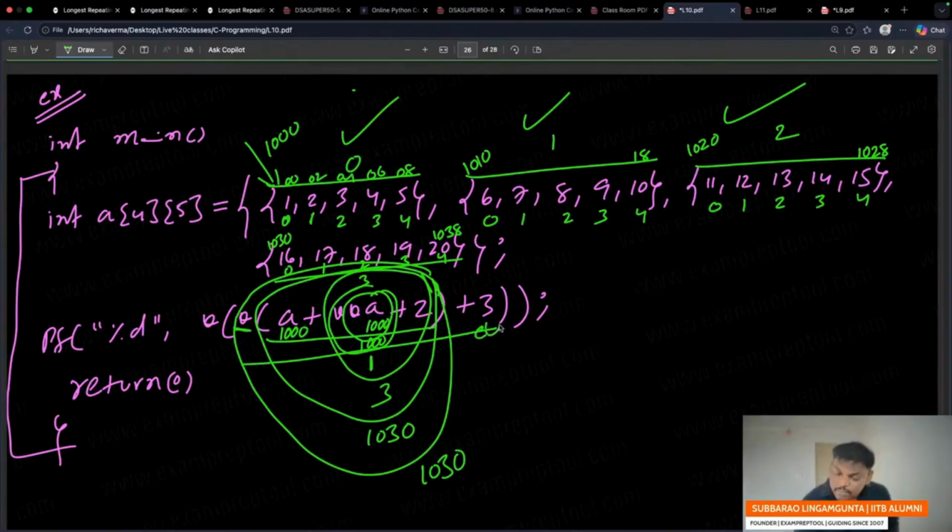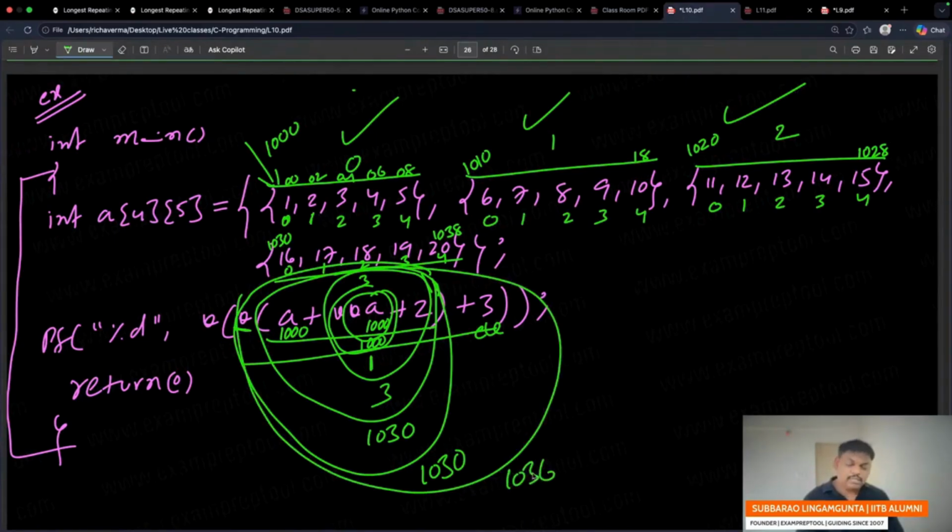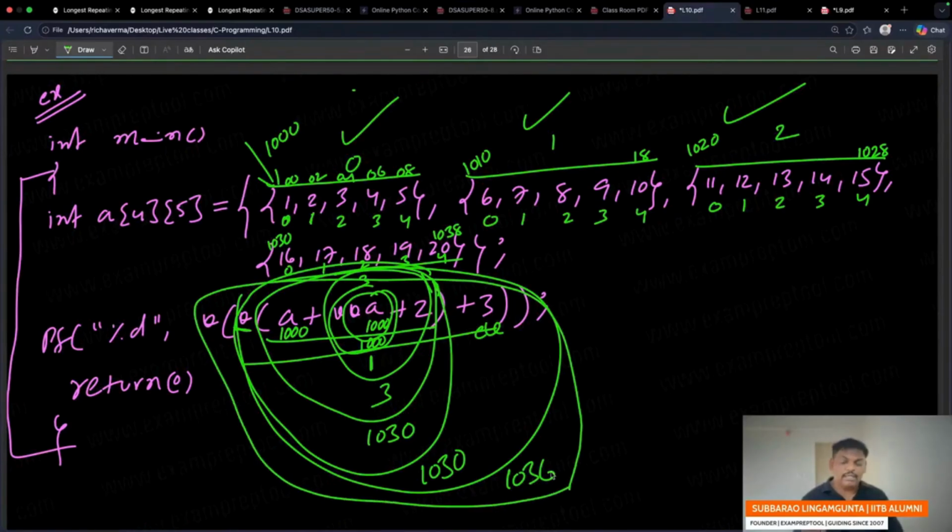3 elements skipping. Every element is 2 bytes, so 3 elements is 6 bytes. It became 1036. There, star, the value inside 1036. Now see this, 38, it is 36, 19. So 19 will be printed.